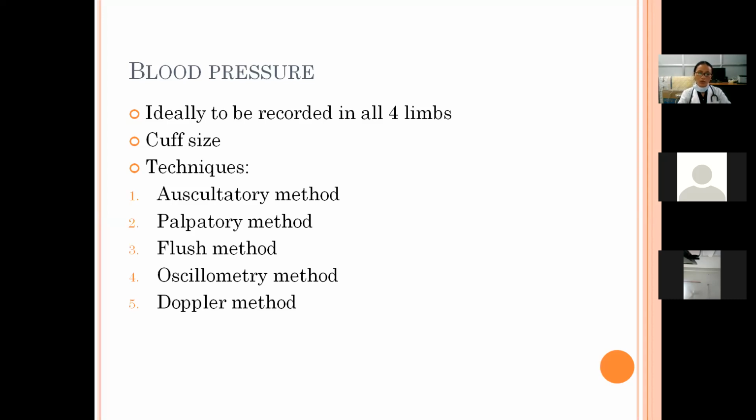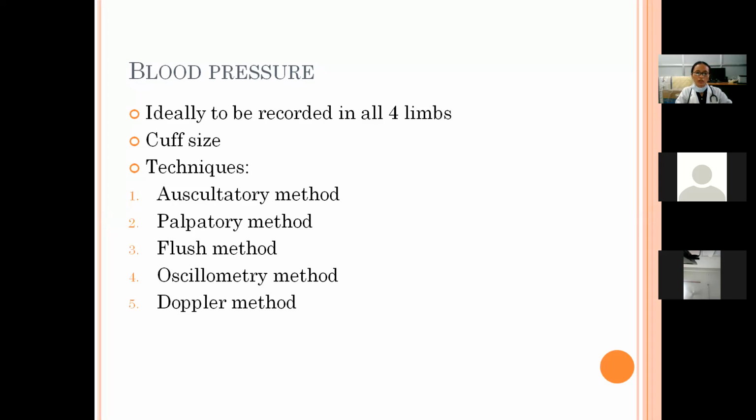In a hypertensive child, if you expect that the systolic blood pressure might be even 20 to 30 millimeter mercury more than the normal blood pressure for the child, the cuff can be inflated beyond the time when the pulse disappears, and then deflated till it reappears. The pressure at which it reappears is the systolic blood pressure. And next is the flush method of taking blood pressure.